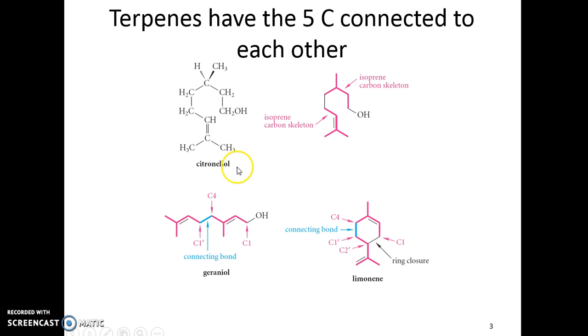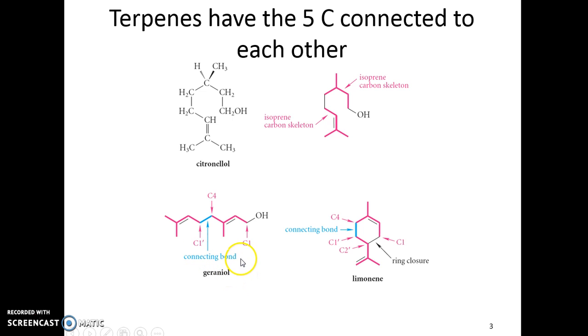For instance, if we look at citronellol, you can see right here, 1, 2, there's the mouth, and then 1, 2, that's the tail. Then here's another isoprene unit. 1, 2, that's the mouth, and then 1, 2, that's the tail. And so this is a terpene because it fits the isoprene rule. You can have rings form. You can have them be open chain.